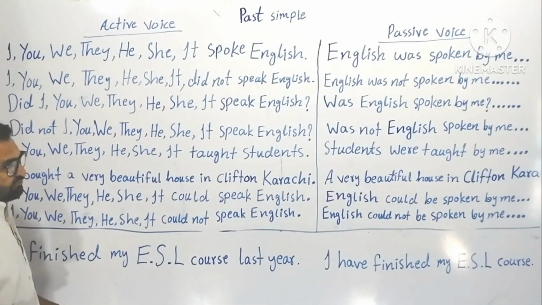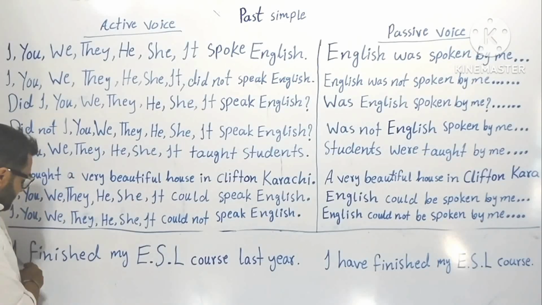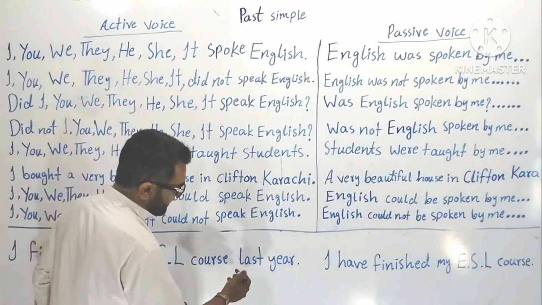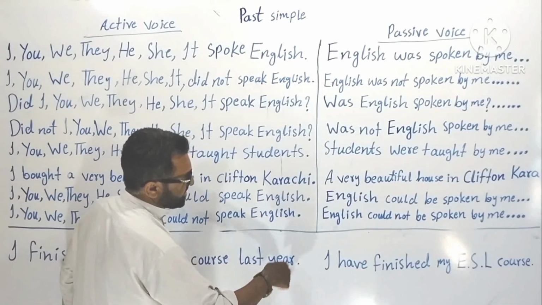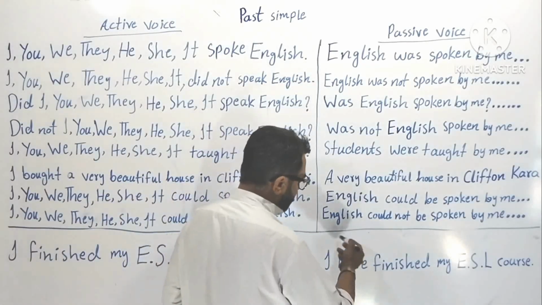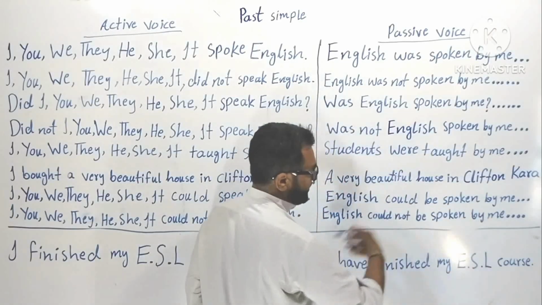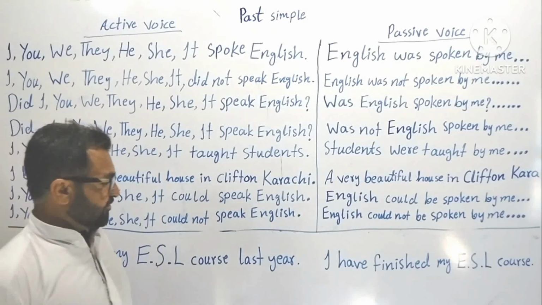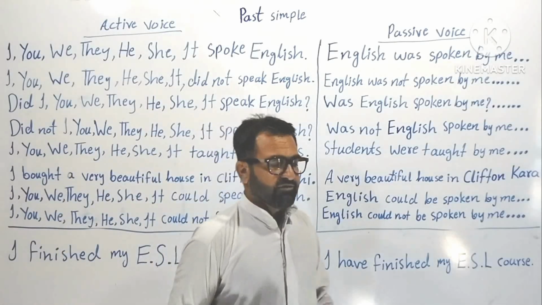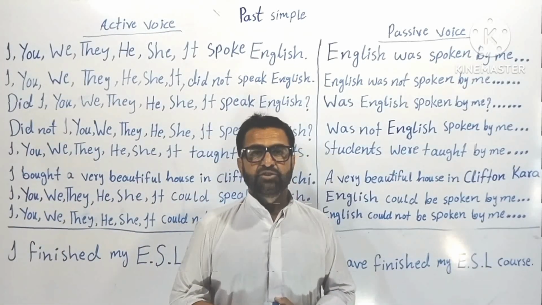Again, I should tell you the last time that in past simple, a specific time description is needed, while in present perfect, no time description, only a sentence. Understood? So this is the difference between past simple and present perfect.